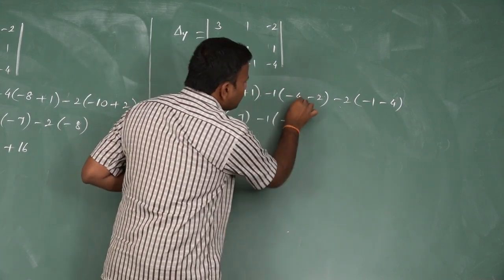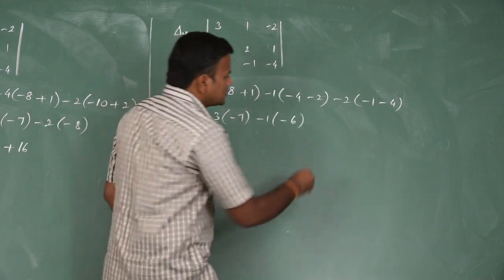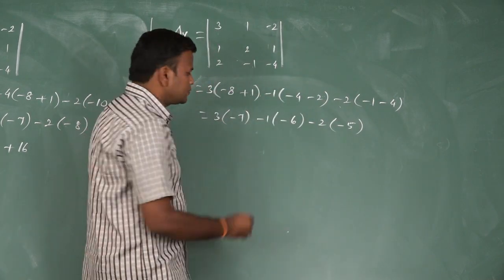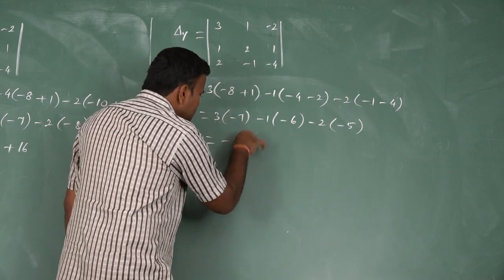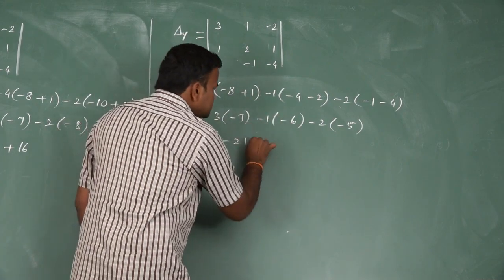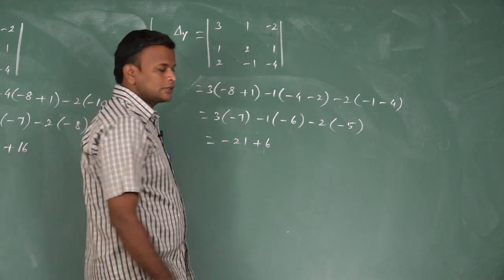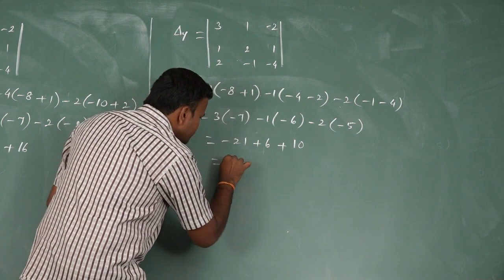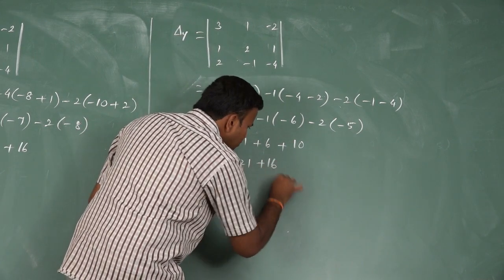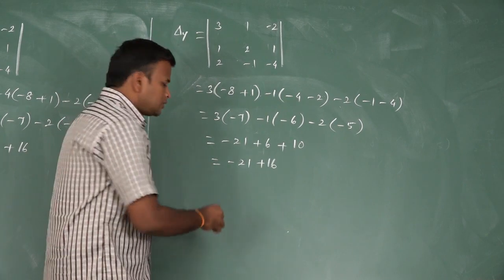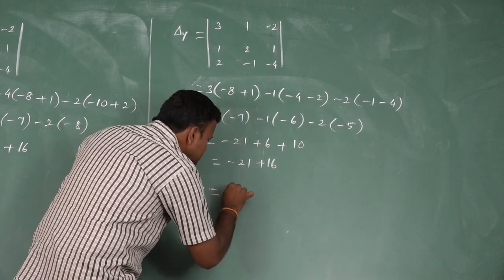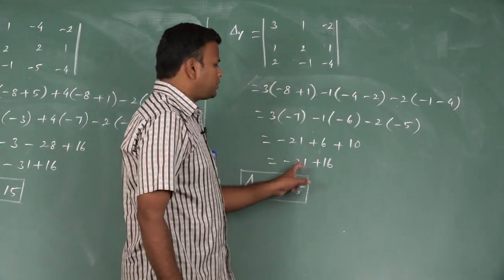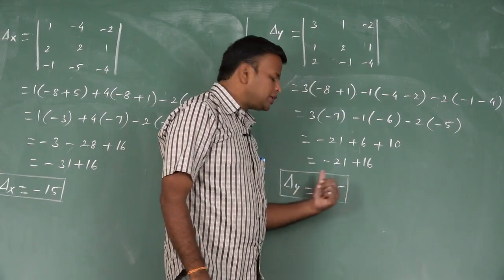Minus 1 of minus 4 minus 2 is minus 6. Minus 2 of minus 1 minus 4 is minus 5. 3 into minus 7 is minus 21. Minus into minus is plus. 1 6s are 6. Minus into minus is plus. 2 5s are 10. It is minus 21 plus 6 plus 10 is 16. Minus 21 plus 16, the bigger number is minus, so the value of del y is minus 5.